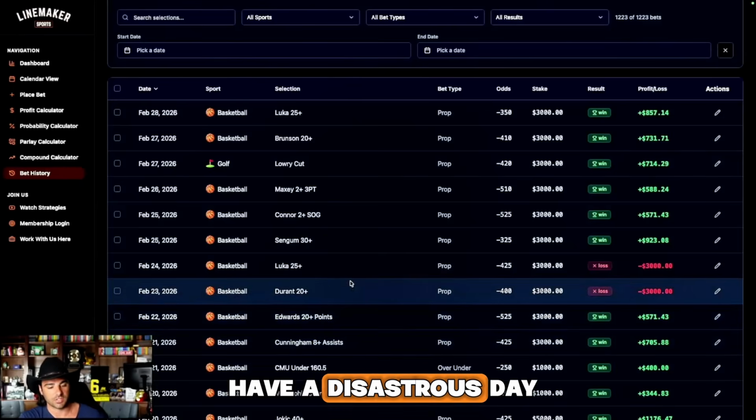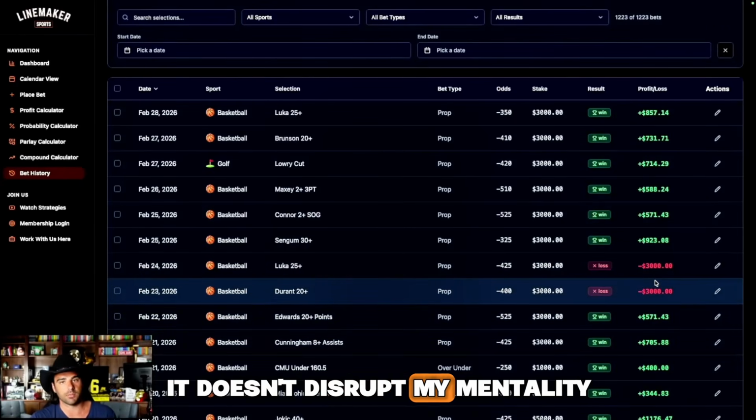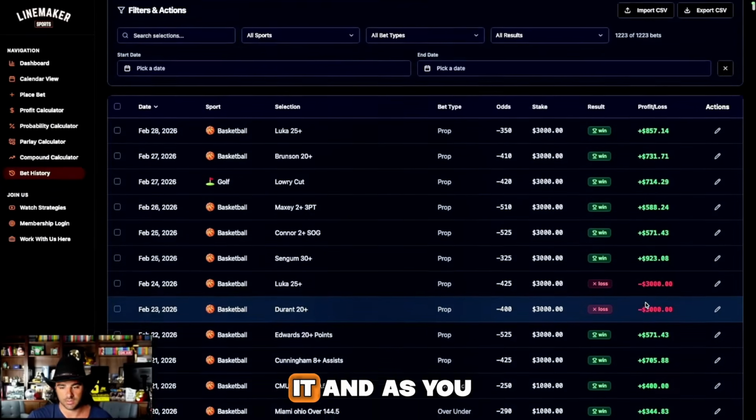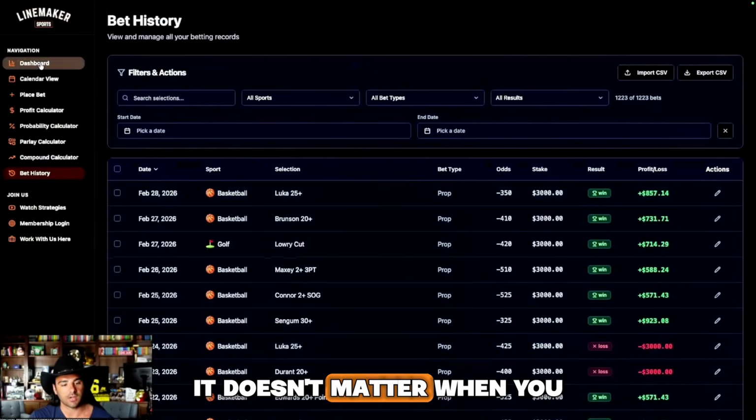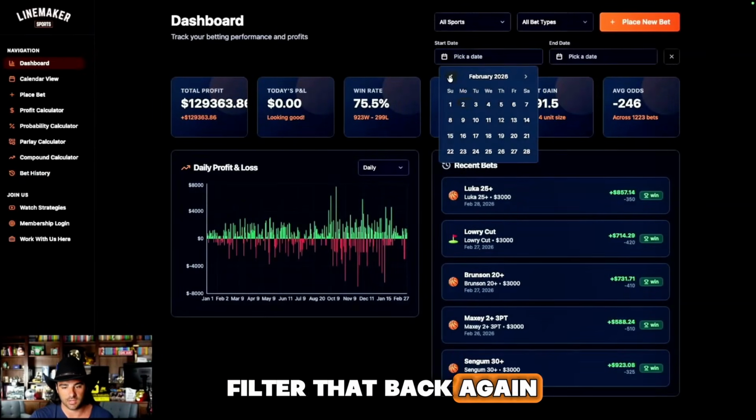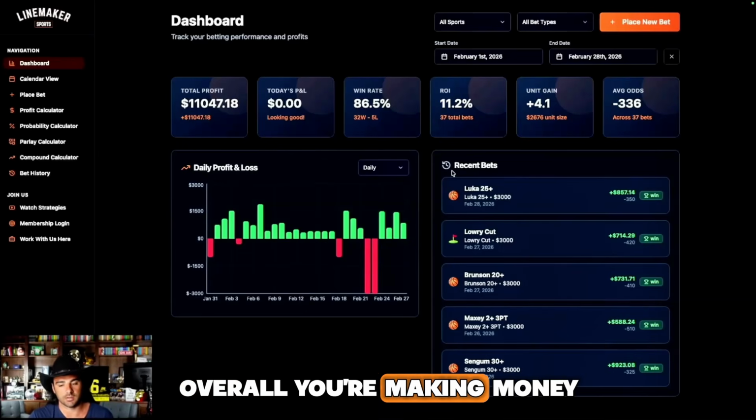So even when I have a disastrous day of back-to-back losses of $3,000, it doesn't disrupt my mentality because I expected that to come. That's the cost of me doing business. That's the cost of it. And as you can see, it doesn't matter when you incur those couple losses. Let's go ahead and filter that back again in February. It doesn't matter because look, overall, you're making money.